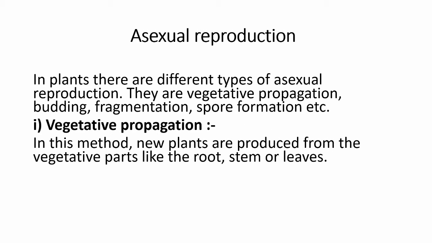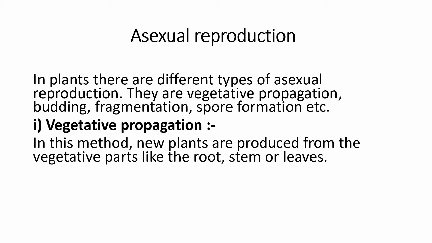So in plants, there are different types of asexual reproduction. We have the vegetative propagation, we have budding, we have spore formation, that's what we call the sporulation, then we have fragmentation and so on. We have lots of them and we are going to be taking a few of them and we look through them today. The first one we are going to be looking into is vegetative propagation.